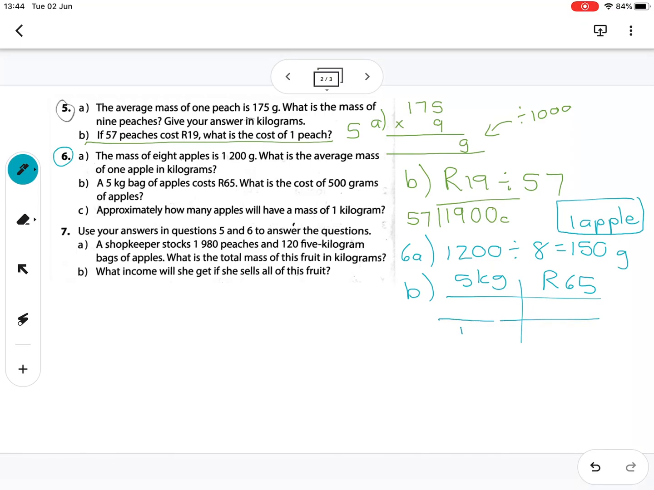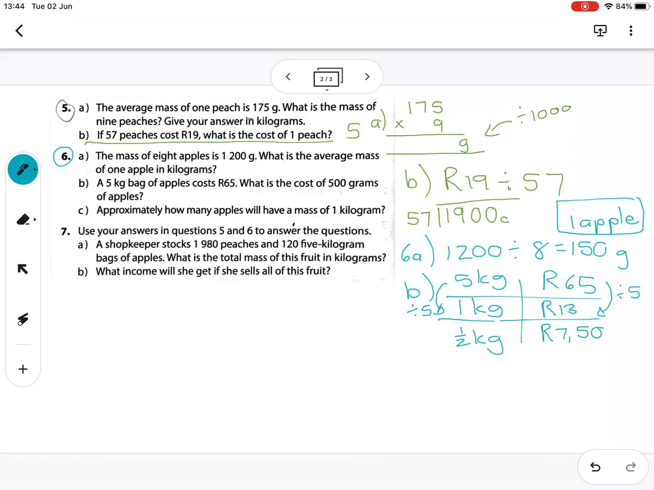Now guys, 500 grams is half a kilogram, and I prefer to think of it that way because from 5 kilograms being that price, I can easily tell what 1 kilogram is because that's a divide by 5. So I'm going to divide it by 5. Okay, so that gives me 13 rand for 1 kilogram. And so to work out half a kilogram, I just need to half that, right? So that's then 7 rand and 50 cents.